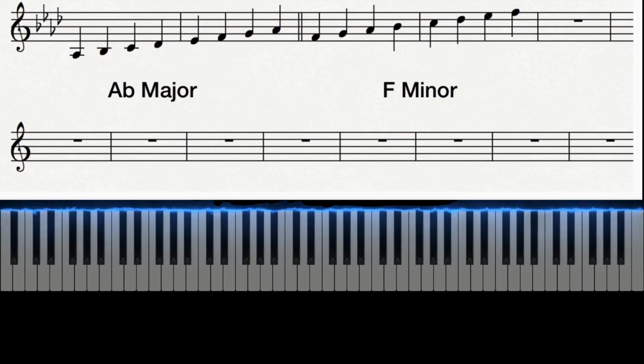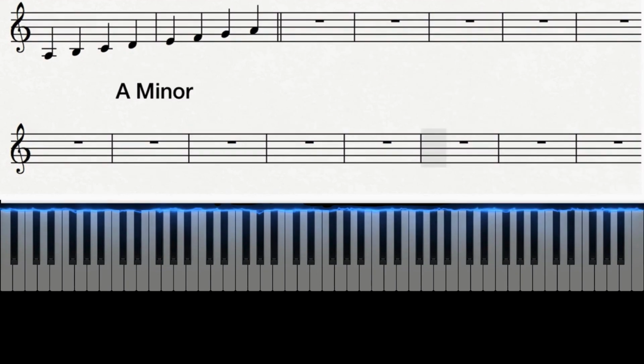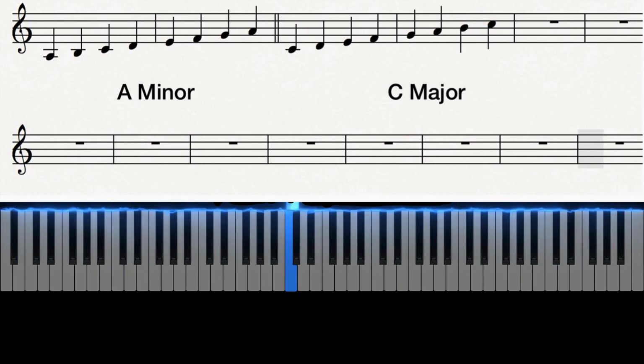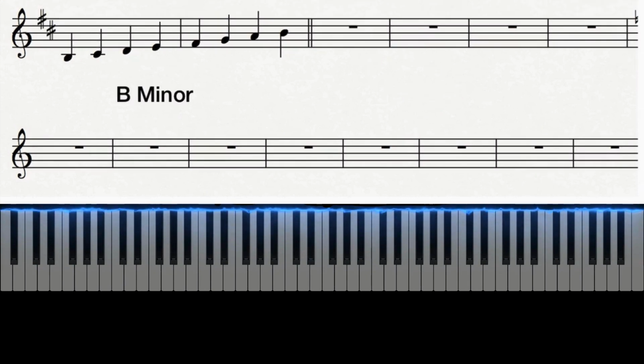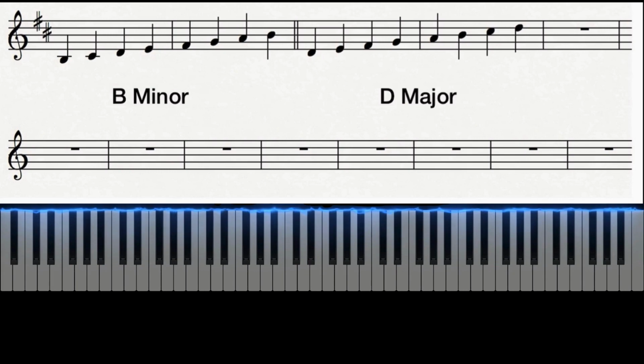To find the relative major scale from a minor key is simple too. The 3rd note of the minor key is the relative major. So in A minor, the 3rd note is A, B, C. C major is A minor's relative major. Another example is B minor. The relative major to B minor starts on the 3rd note of the B minor scale. Which one's that? Let's count it. B, C, D. D major is B minor's relative major.